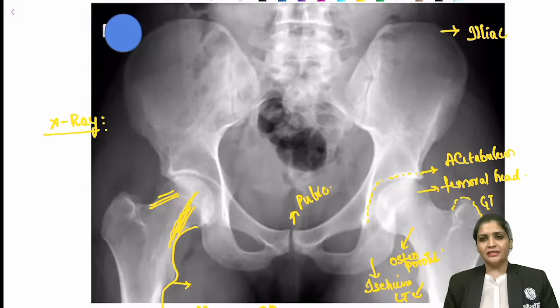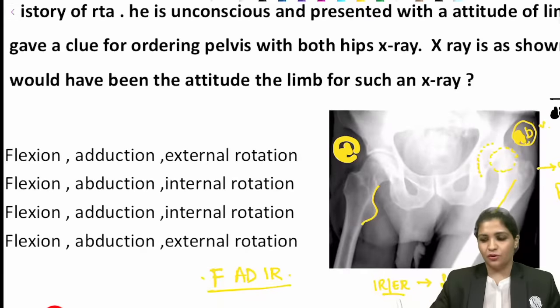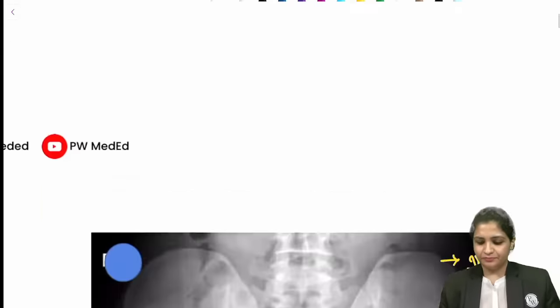What is the reason for this? The reason for this is the lesser trochanter is situated posteromedially on the femur bone. So when it is internally rotated, it is going more posteriorly, so you can't see it on the AP x-ray. So that is how you can come to a diagnosis of internal rotation in this particular case, right?